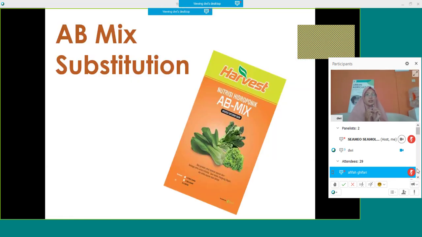Okay, we are going to the AB mix substitution. Actually, we can make our organic nutrition for our hydroponic plant. Sometimes we use chemical substance for giving the nutrient for our hydroponic plant. Now we try to make organic nutrition for our plant.